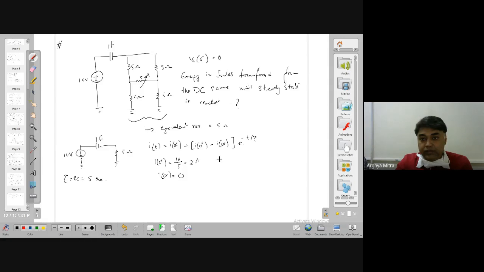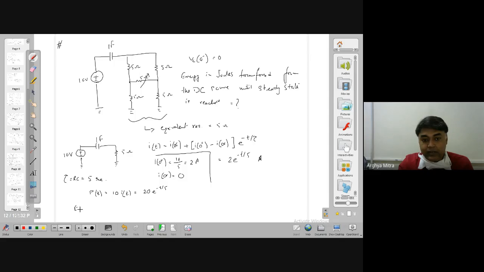So I can put the values here. So I of t is equal to, knowing this is 0, this is 2 e to the power minus t by 5 ampere. Then what will be the energy? So I need to find out the power. Power is the voltage multiplied by the current. So it is 20 e to the power minus t by 5.